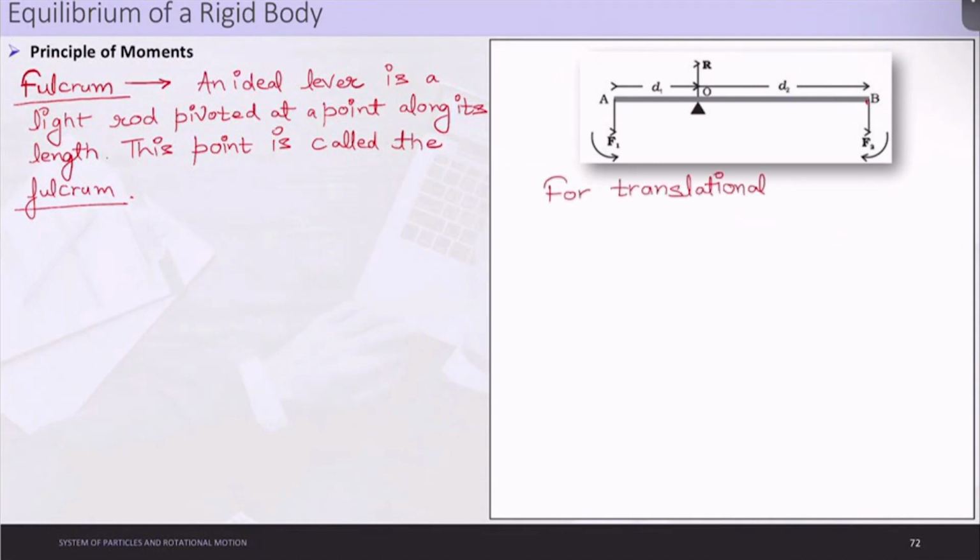For translational equilibrium, we can write, there is no need to assume, R is nothing but equal to F1 plus F2. Right? For the x direction, it will be 0 only, there is no use of writing that. And similarly, now let us try to calculate for rotational equilibrium.